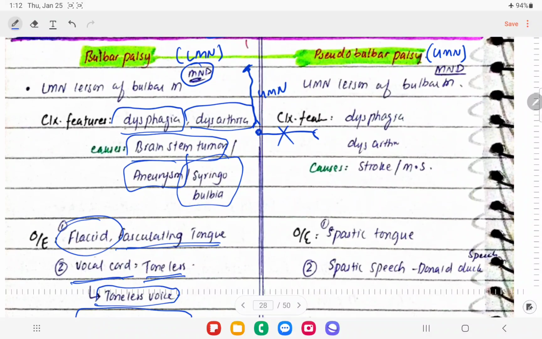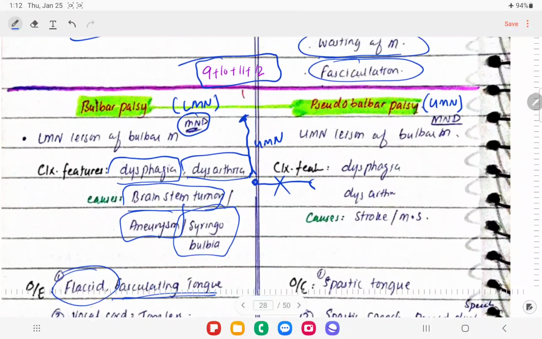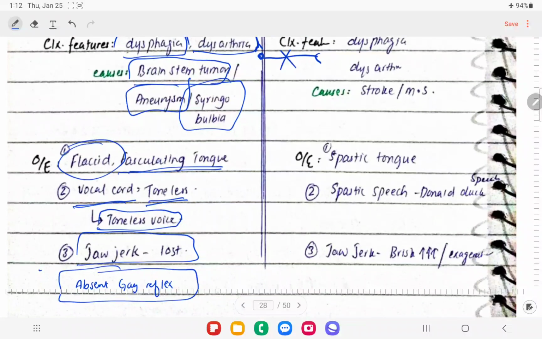Basically, we'll have the lower motor neuron type of lesion in these patients. Because of the involvement of the 9th, 10th, 11th, and 12th cranial nerves, there will be dysphagia and dysarthria in these patients, right? So I have discussed the causes, and on examination, what we'll be finding, I have discussed that, right?